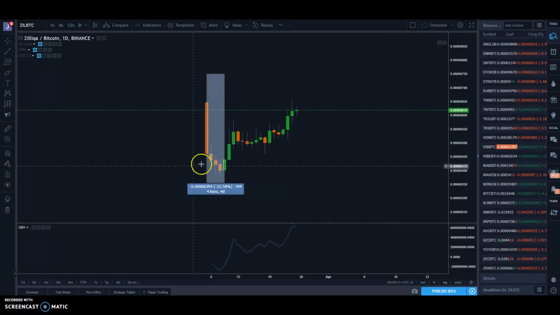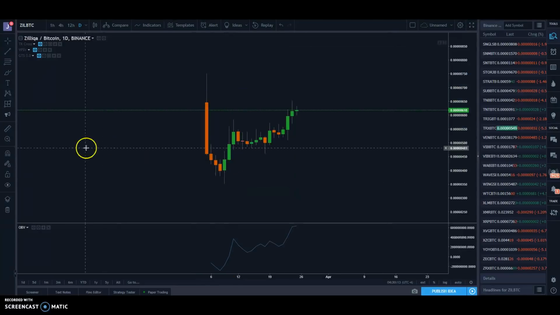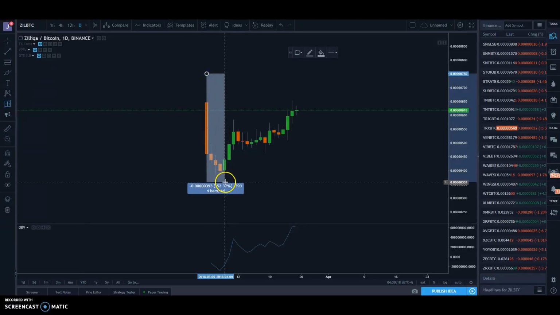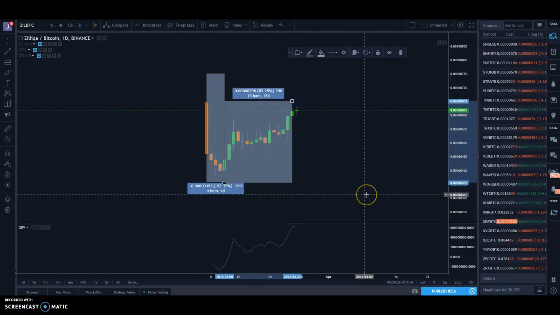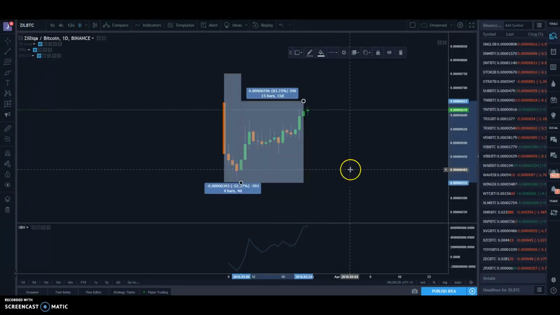And so if we look at a ZIL chart, here it was added to the exchange, it lost 50% of its value in 4 days, right? Obviously very disturbing, again, if you're really interested in the long-term value of this asset. And then it gained over 80% in 15 days. So that's just an example of the kind of stuff that's going on on Binance.